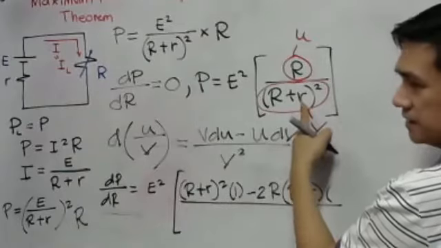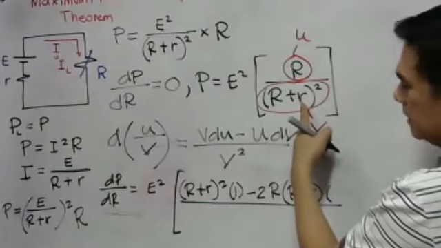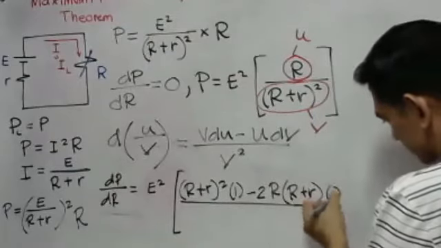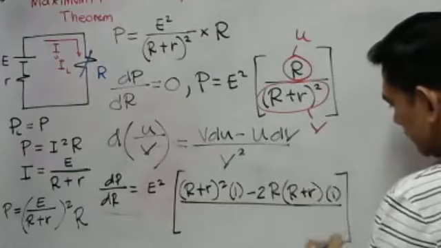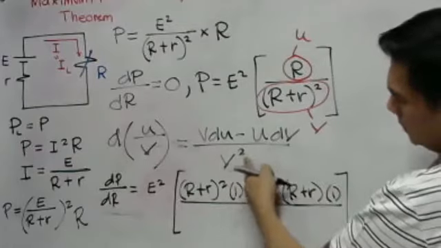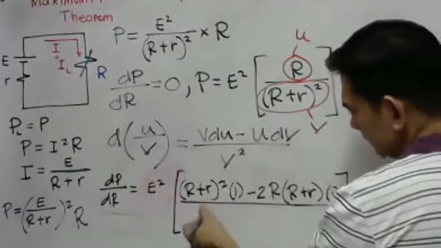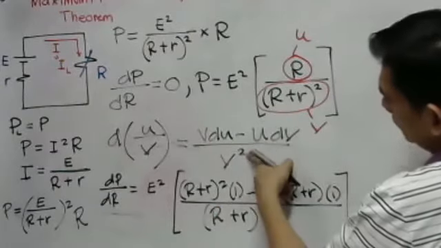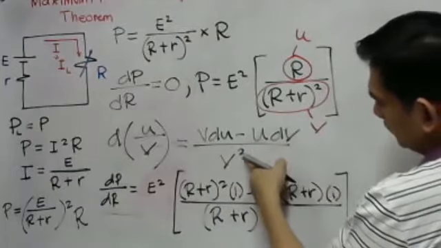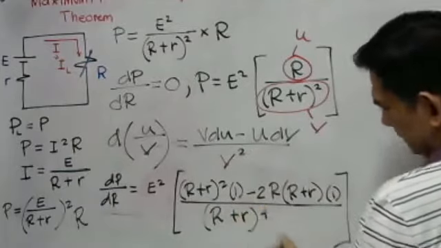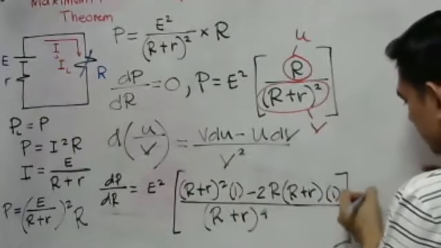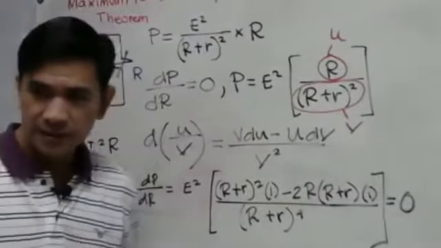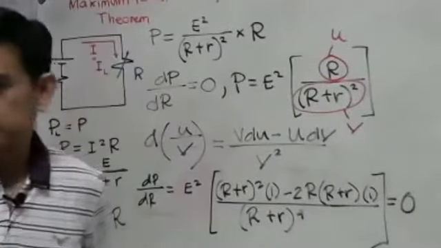Derivative of small r, since this is constant, the derivative of a constant is 0. Then what is the derivative of r? Simply equal to 1. Okay? And then, let's have the bracket here. What about the v squared? So our v here is big R plus small r, raised to, since this is already 2, then we have to square it again. So this will become 4. Okay? And the whole equation must be equated to 0. So that will be our equation.